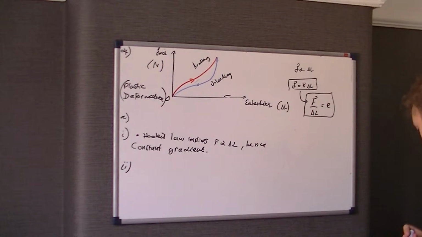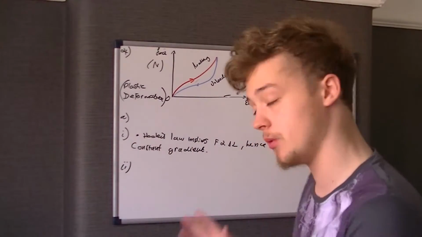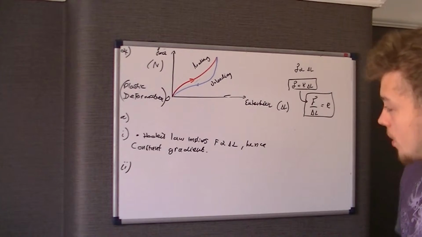And this question is saying, give a reason why the graph shows that the rubber cord does not exhibit plastic deformation. So you don't need to explain what plastic deformation is. That isn't what this question is about. That was just purely to remind you of what it is.